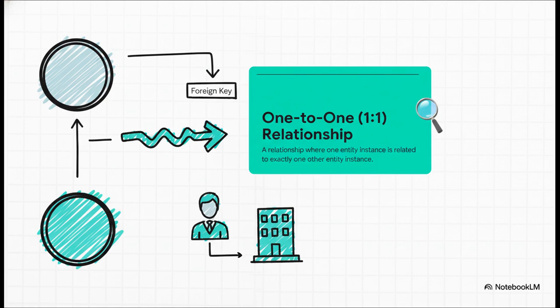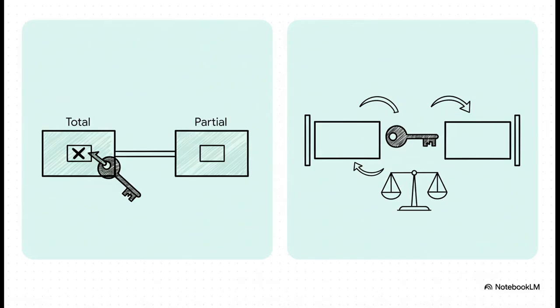Okay, but what about one-to-one relationships? They're a little different. Like, say, a manager who runs exactly one department. When you map this, you've actually got a choice to make about where that connecting key is going to go. So how do you choose? Well, the best practice all comes down to something called participation. If one of the tables has to be in the relationship, we call that total participation.